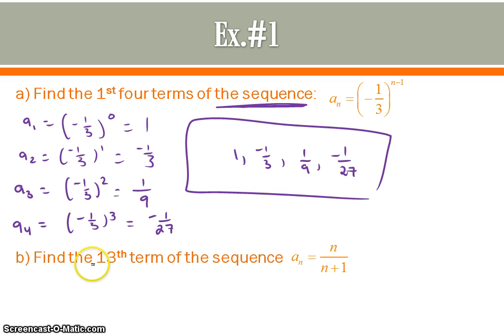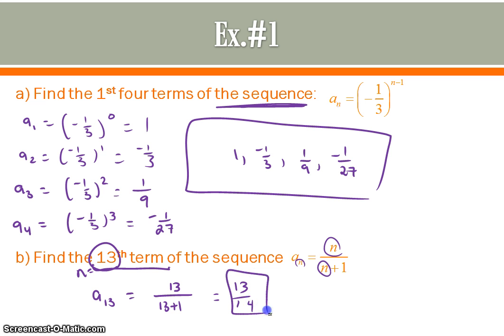So here we want to find the 13th term of the sequence. So here this tells me that n is 13. So we're going to find a sub 13, which is 13 over 13 plus 1. So my n is 13, so I'm just replacing my n with 13. So it's 13 over 14 would be the 13th term of the sequence.